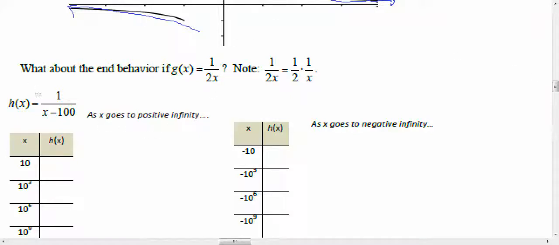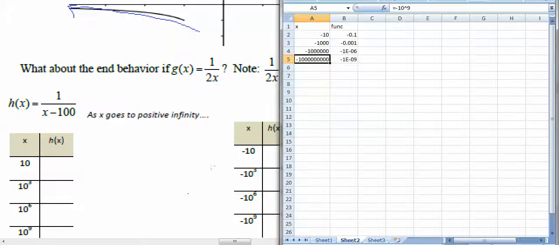Now, let's see. What about the end behavior of h of x? Let's say h of x is similar to f of x, but we plug in x minus 100. So the difference is that this one's just 1 over x, and this one is 1 divided by x minus 100. Okay, so this is function 2. Let's copy down this thing right here.